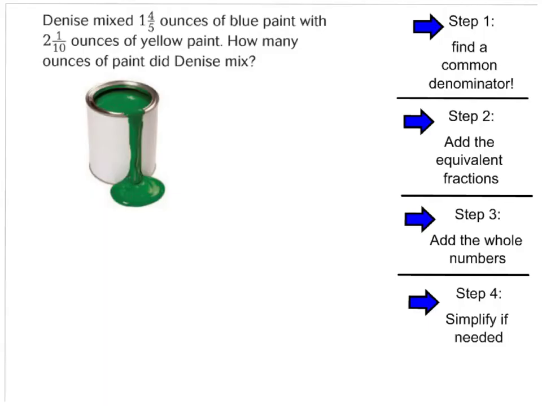Okay, here's our next problem. Denise mixed 1 4/5 ounces of blue paint with 2 1/10 ounces of yellow paint. How many ounces of paint did Denise mix? This is an addition problem because we need to find out the total amount of paint that she mixed. So my problem is 1 4/5 plus 2 1/10. Now, remember, we're writing it vertically because it's easier for us. I want you to make sure that you're writing this problem down with me in your notes. So 1 4/5 plus 2 1/10.